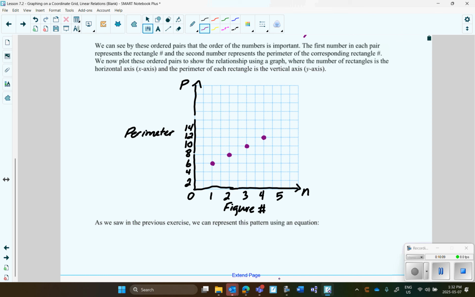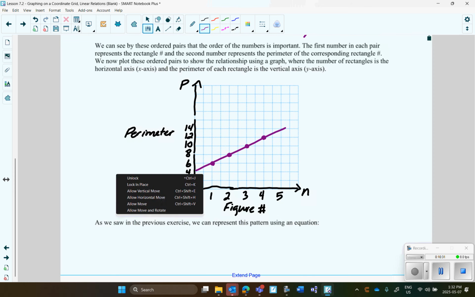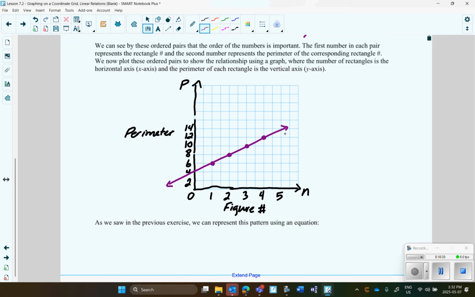Now, here's an interesting question. Should I draw a line through the points? A lot of times we don't just see points, we see lines. So don't copy this down. But would you say that's acceptable or unacceptable? Why?